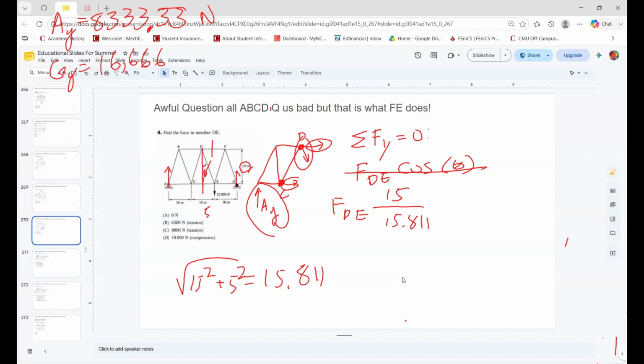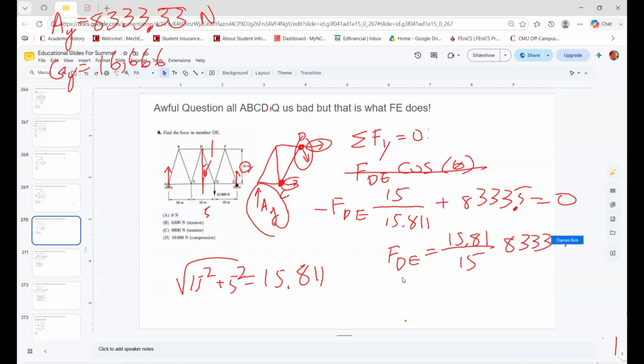So right now, that's the negative direction, right? So we can do plus 8333.33, so it doesn't really matter, equals 0. I can do negative and a positive, so FDE equals 15.81 divided by 15 multiplied by 8333. So 15.8113883 multiplied by 8333.33 divided by 15, which is 8784, and we know we can round up, so it's 8800.